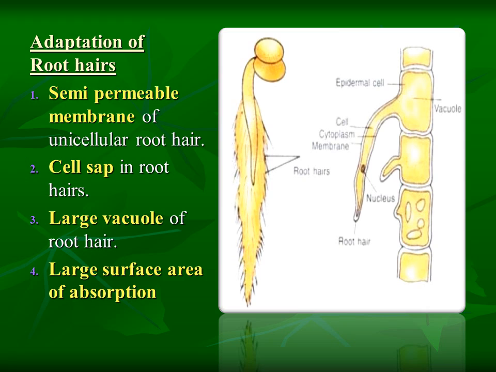The third adaptation is the large vacuole. The large vacuole of the root hair helps it to absorb a much larger amount of water. And the fourth adaptation is large surface area of absorption. As you can see in the diagram, numerous root hairs are present at one point. So this helps in increasing the surface area of the roots, which helps it in absorbing more water.